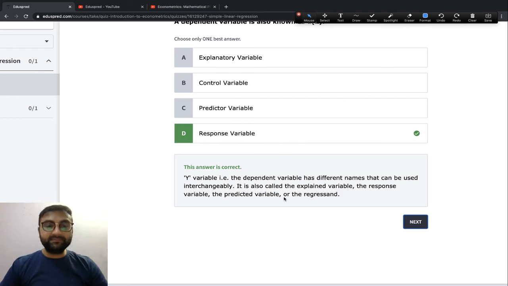So you should be familiar with these different names, as sometimes in an exam they give you a different name. Okay, so just like we have different names for the dependent variable, we also have different names for the independent variable. For example, one of the names that we have for the independent variable is regressor, right? So you should be familiar with these different names. So the right answer is part number D, response variable. Let's move to the next question.